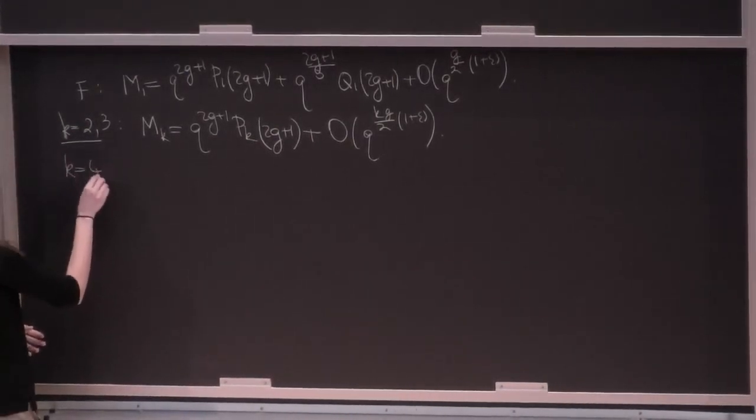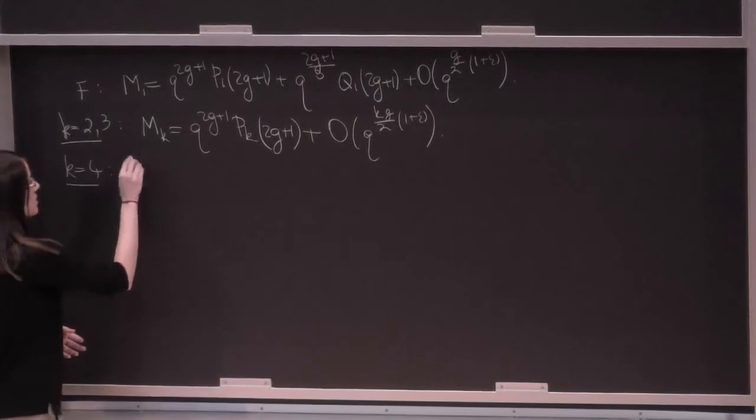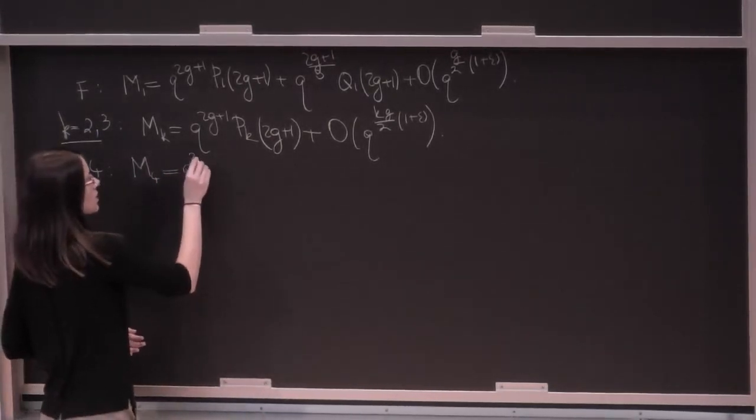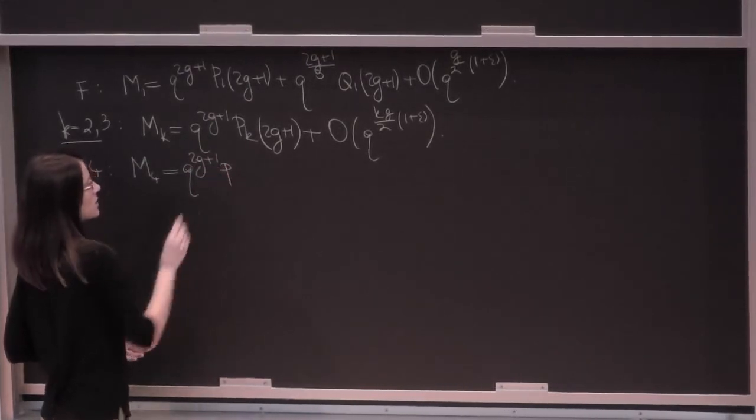Now, the fourth moment is more delicate. And over here, we cannot get the entire polynomial of degree 10.